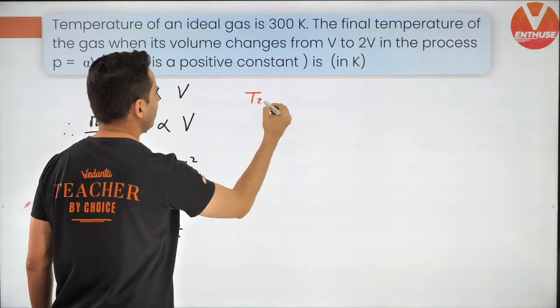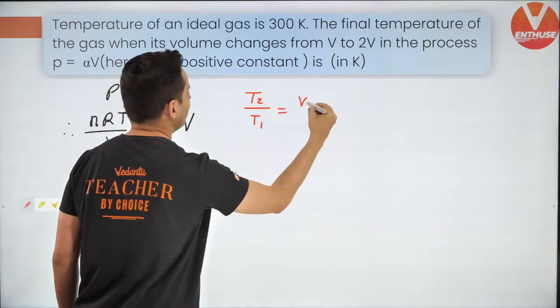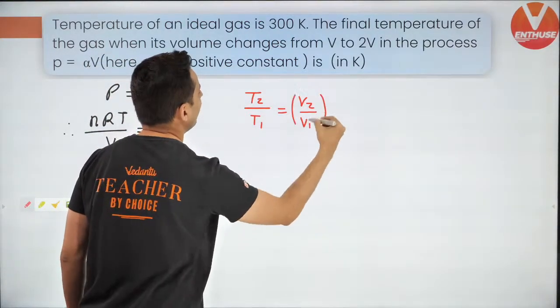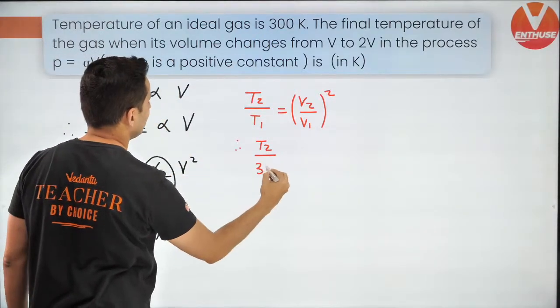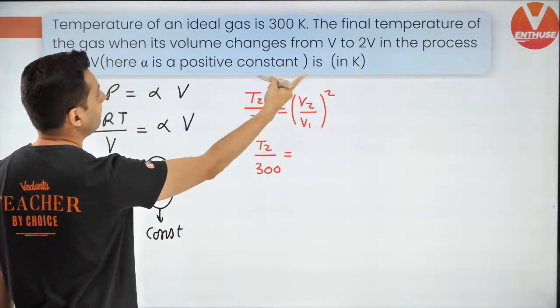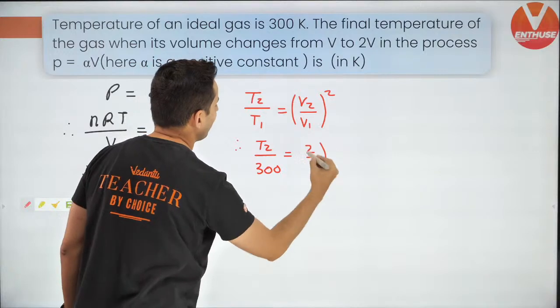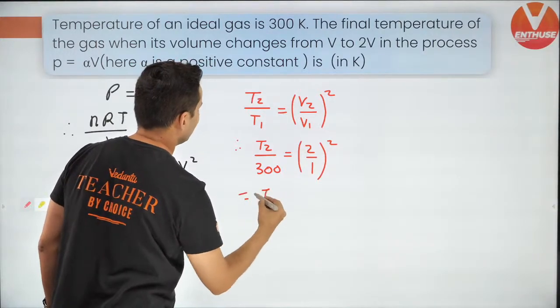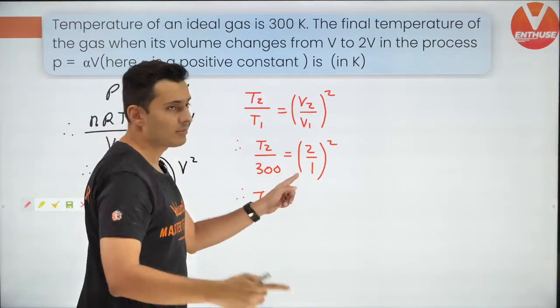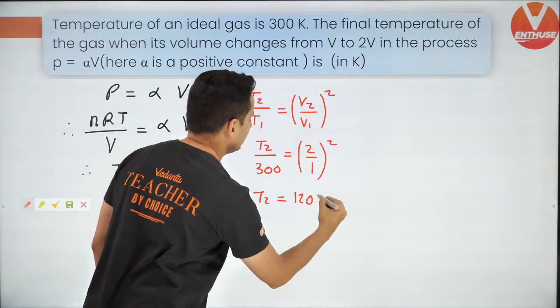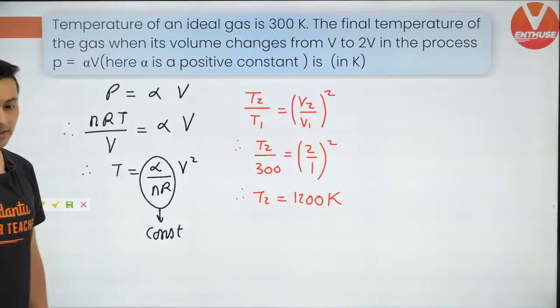That means T2 by T1 will be V2 by V1 whole square. Therefore, T2 by the initial temperature 300 is 2 by 1 whole square. That's it. So T2 is 4 times 300, which is 1200 Kelvin. That's the answer, guys.